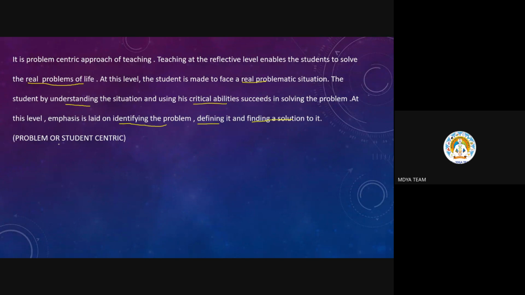This is also known as problem centric or student centric. So memory level is teacher centered, understanding level is student centered, and reflective level is problem centered.